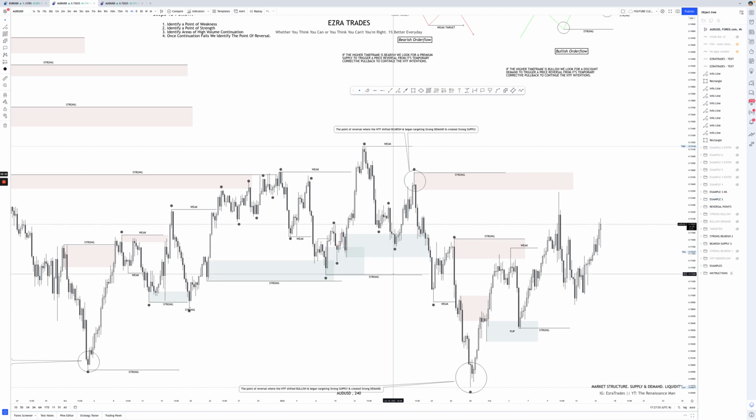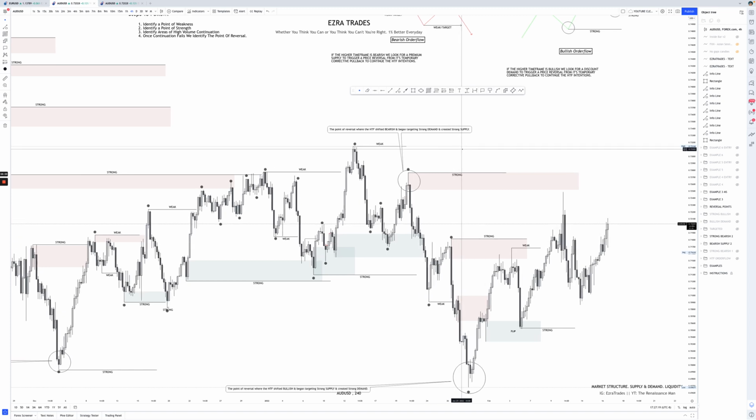So this area that was strong, the extreme of making this new swing leg up to the upside, was just ran through. And so this now becomes a point of reversal where the higher time frame shifted bearish and began targeting strong demand and is creating strong supply. So now we have a couple things. We could say, okay, well, this is the extreme strong level that broke structure. This is one big swing.